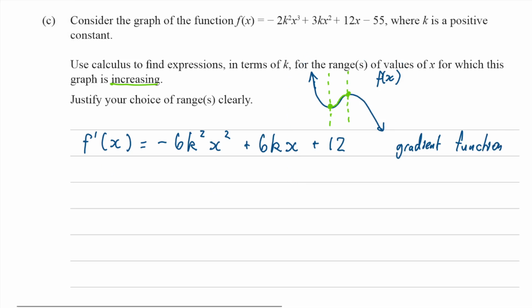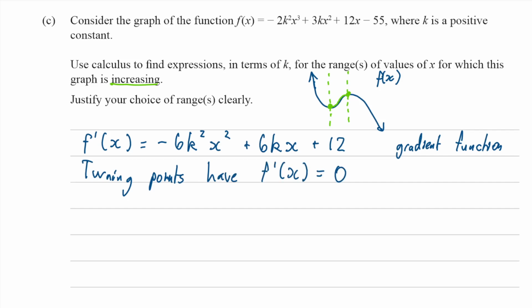Now, how we can use that is we know that we need to find the x values of the turning points, and then we know that turning points have a gradient equal to 0. Right, so I'm writing that as a line of working to show my understanding of that. So what we'll do is we'll set the gradient equal to 0. So we have 0 equals our gradient function.